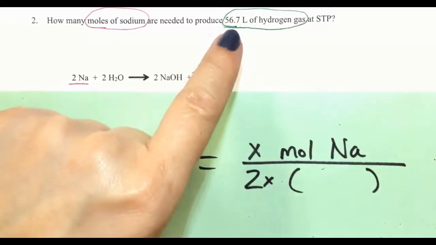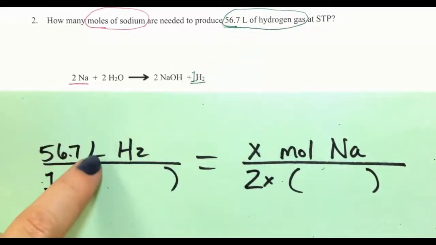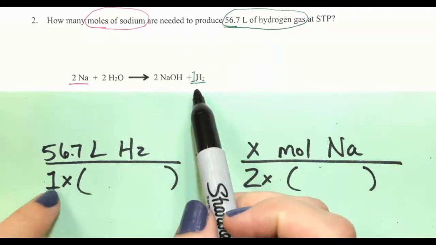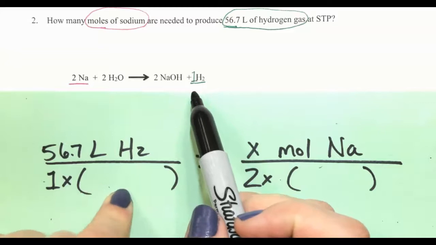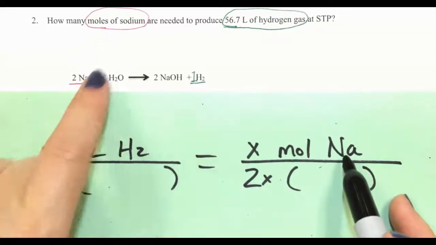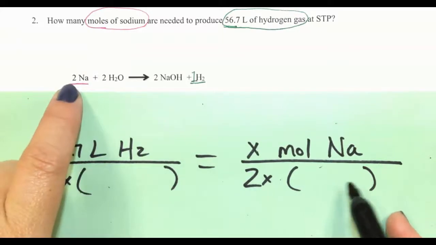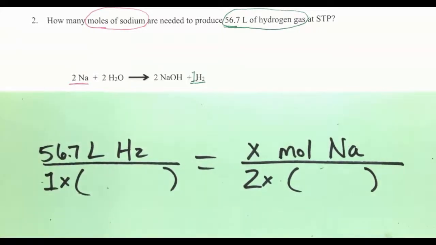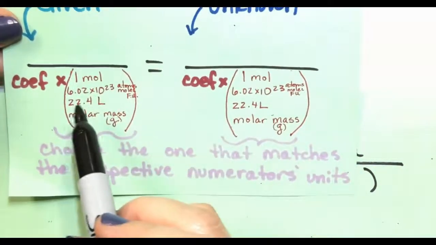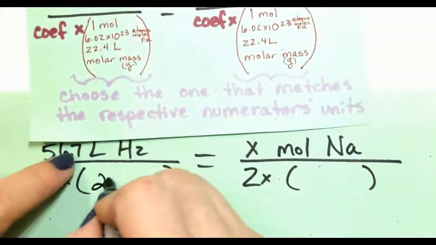So our given is 56.7 liters of hydrogen, so we're going to put that here over the coefficient of hydrogen, which is 1, and then we'll figure out what to put here in a moment. Over here is our unknown, x moles of sodium, and it has a coefficient of 2, and then we'll look and see what goes in here as well. So when we look back here, when you have liters in the numerator, then you're going to choose 22.4 liters to go at the bottom.